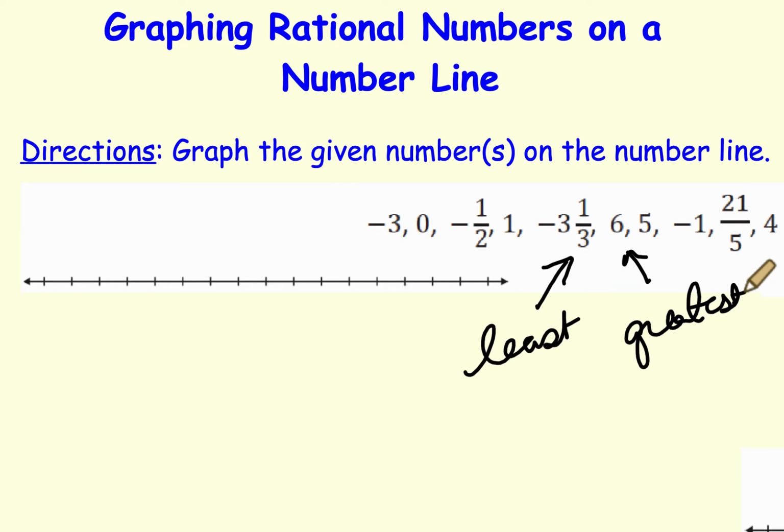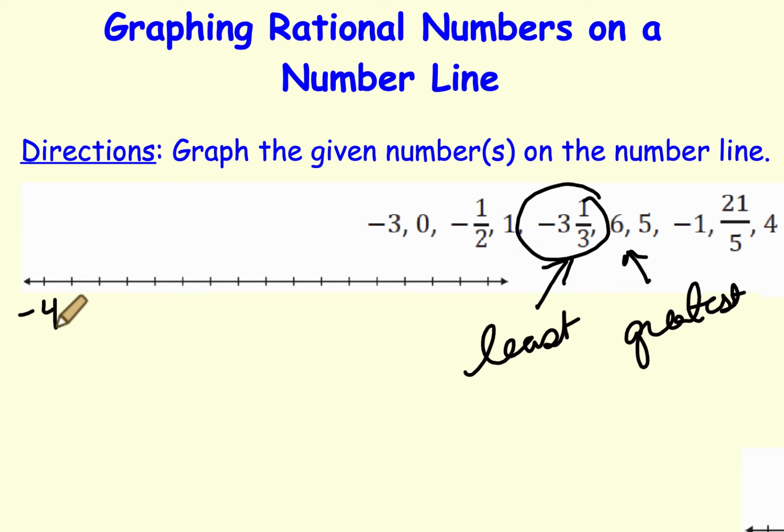So did you notice that these two numbers happen to be our least and our greatest? So we don't usually want to label with fractions. Sometimes we do. But we want to go beyond, or more negative than, the least number. We're not going to be labeling in increments that are equal fractions. So I would have negative 4 over here.